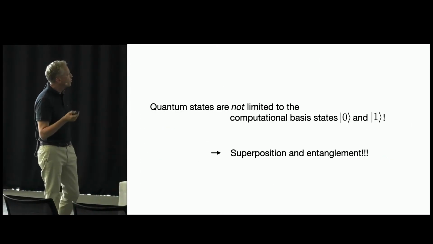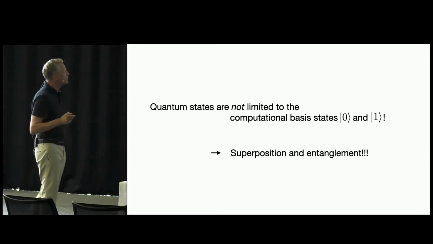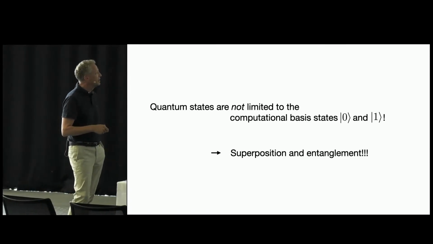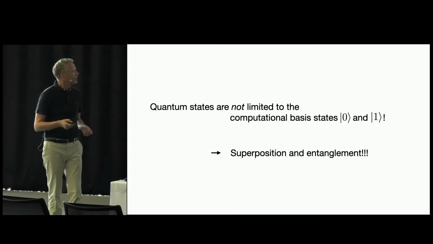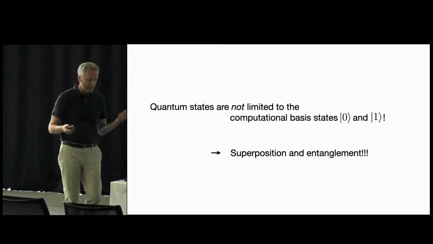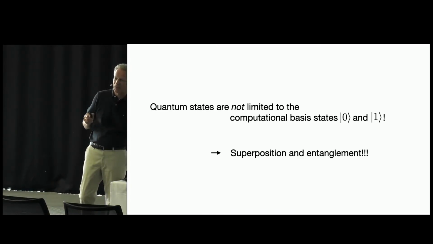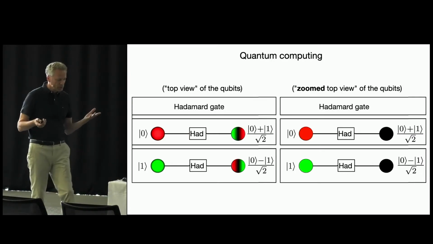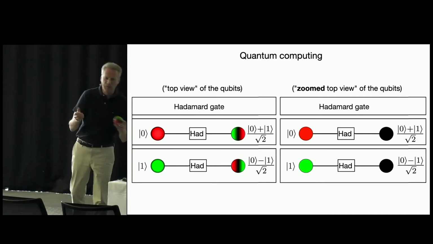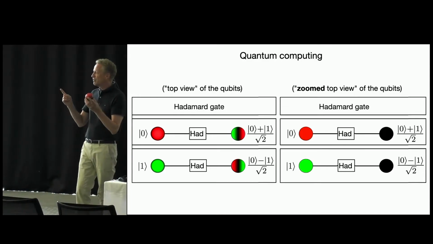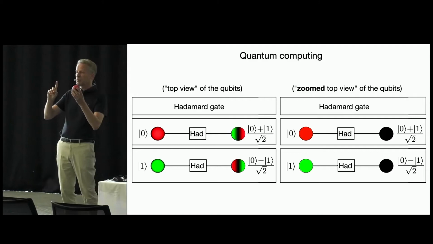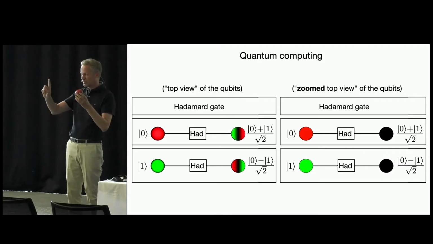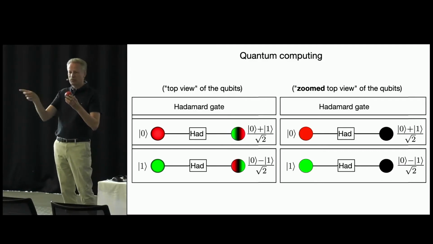Okay. So, of course, quantum states are not limited to computational basis states, 0 and 1. That's where all the power comes from. We also can have superpositions and entanglement. I'll come back to the entanglement in a second, but let's start with superpositions. What do superpositions look like? If you're familiar with the Bloch vector representation of quantum states, we know a superposition corresponds to a Bloch vector, for example, pointing in the transverse plane.